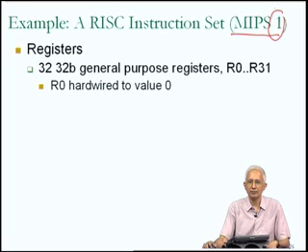The first and somewhat important peculiarity is that even though there are 32 general purpose registers, R0 through R31, not all of them are actually available to the programmer to do whatever he or she wants. For example, R0, as we see in this next point, is hardwired to 0. And what I mean by hardwired to 0 is that R0 always contains the value 0.